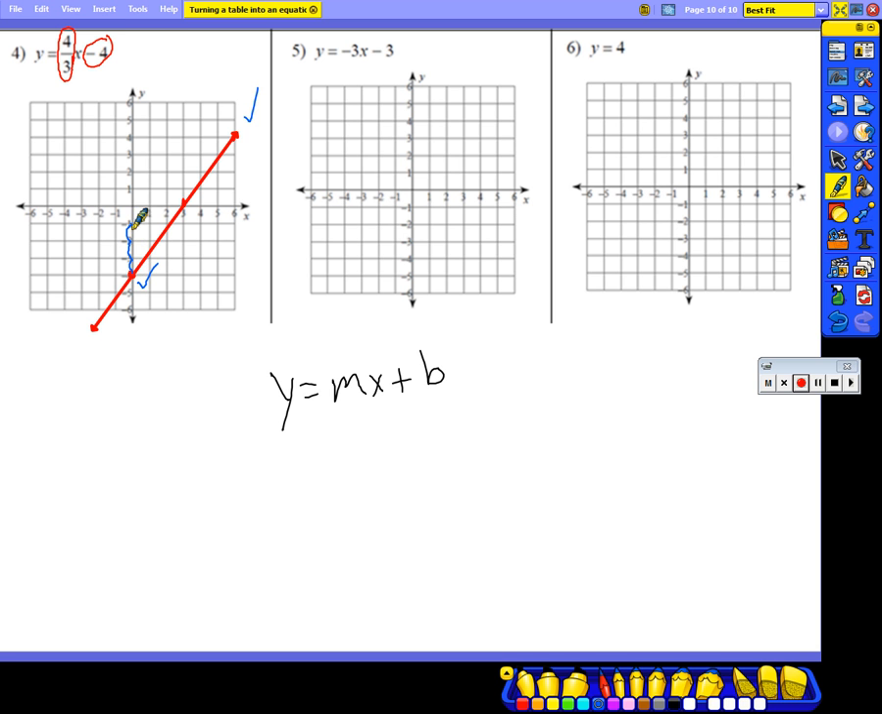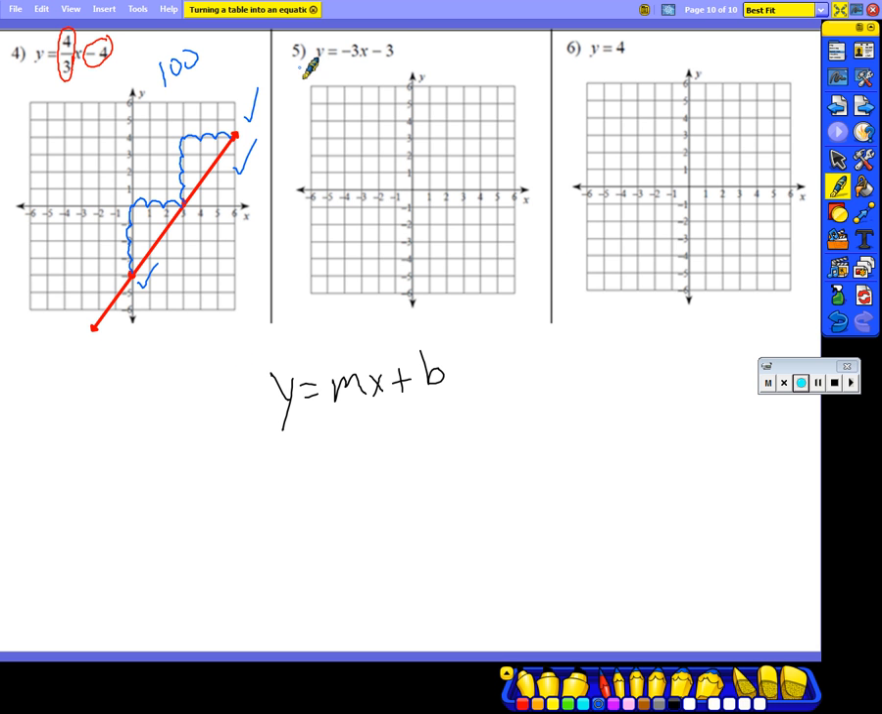1, 2, 3, 4. And 1, 2, 3. Yep, it hits the line. Let me do a double check. I'll do this on your paper too. 1, 2, 3, 4. 1, 2, 3. Yep, 4 over 3. So that part looks good. So there you go. If you did that on a test, that'd be a perfect 100.